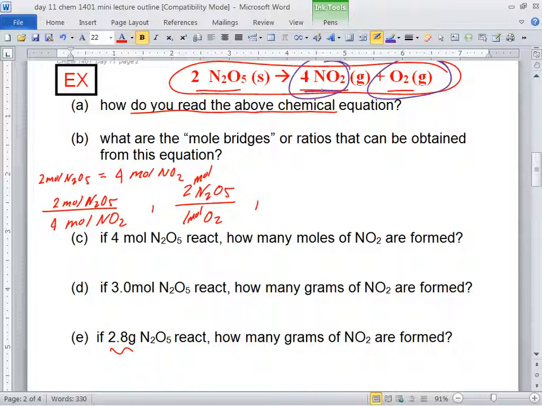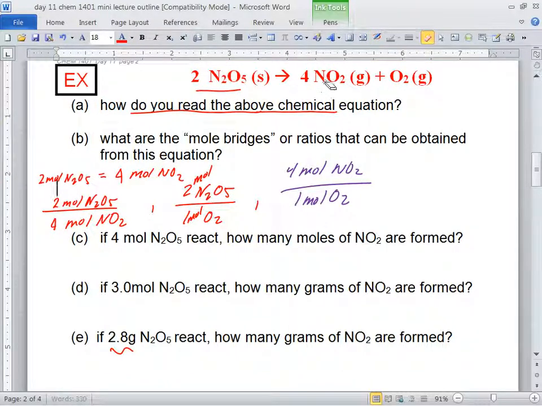Right. 4 moles of NO2, nitrogen dioxide, to every, not 2, 1, right? They never write the 1s. So these ratios that we're drawing from are right here. These are those mole ratios, not the subscripts.